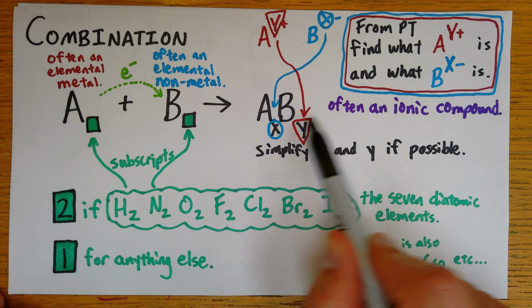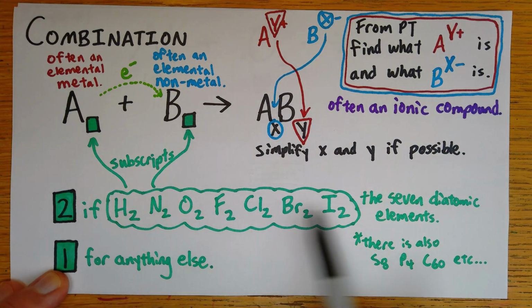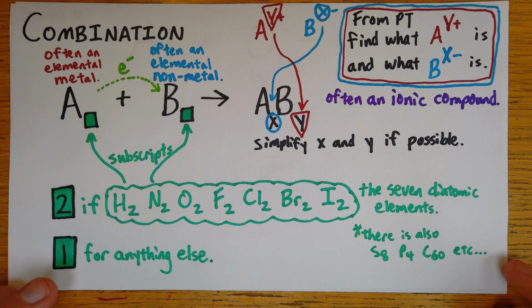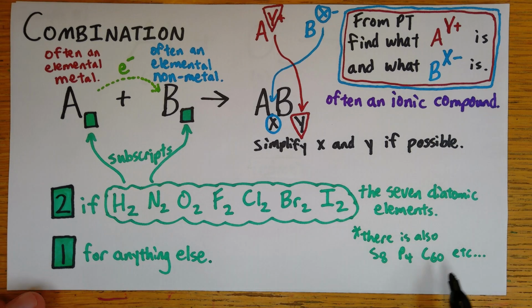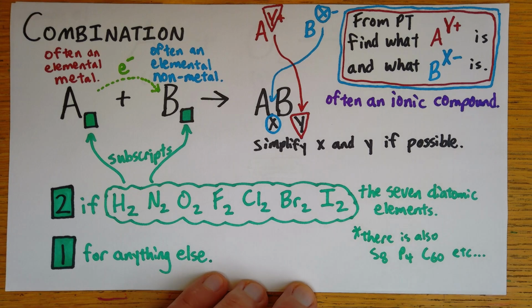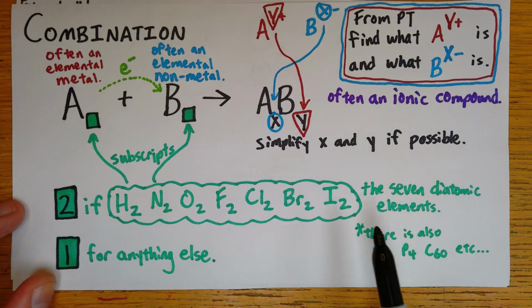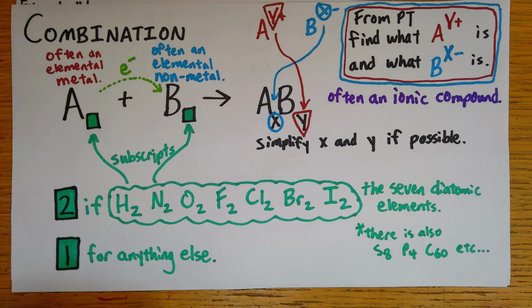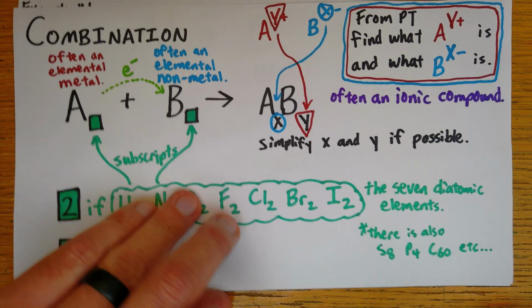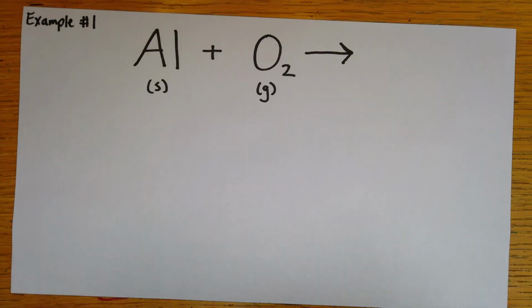If we're talking about the product side, this does not apply at all. All right, and there's other elements out there that might have different subscripts. Sulfur is often an 8. Phosphorus is sometimes a 4. And carbon, there's nanoforms such as carbon nanotubes, carbon buckyballs. All right, C60 is a buckyball, but we're not going to worry about that here. We're mostly going to be here. Maybe we'll work in a sulfur example at the end, though. That one's somewhat common. All right, so let's get started.